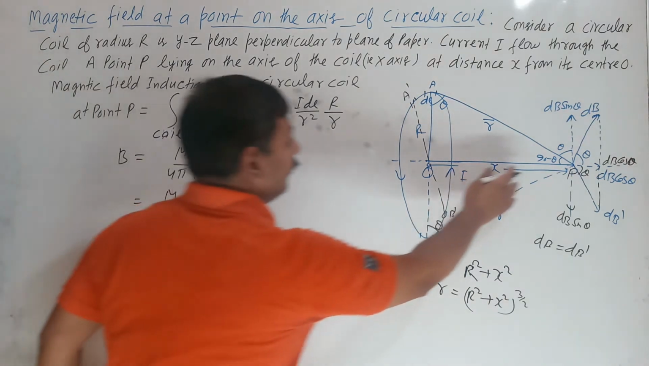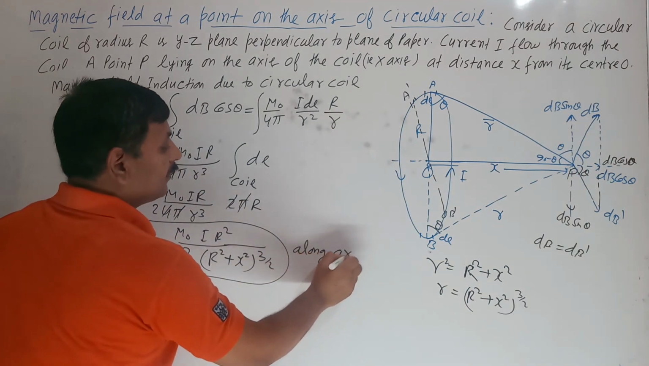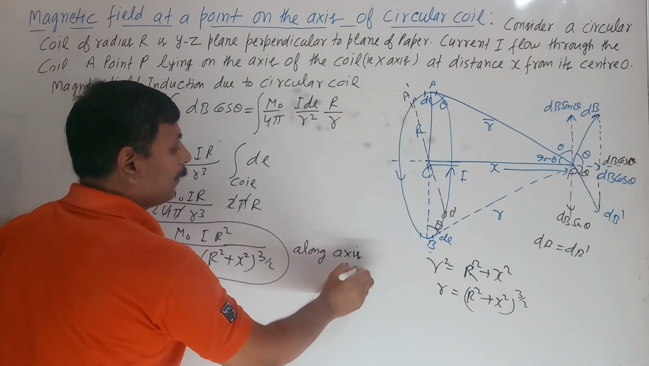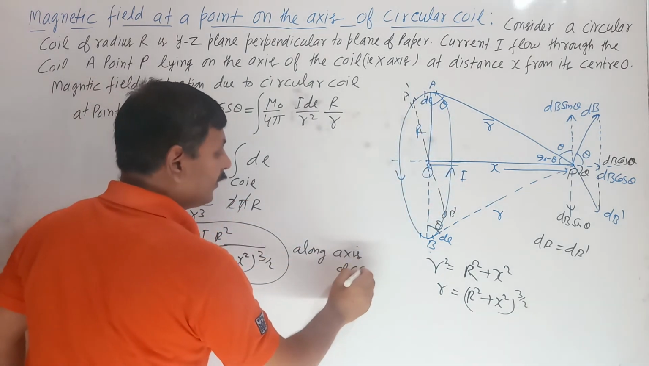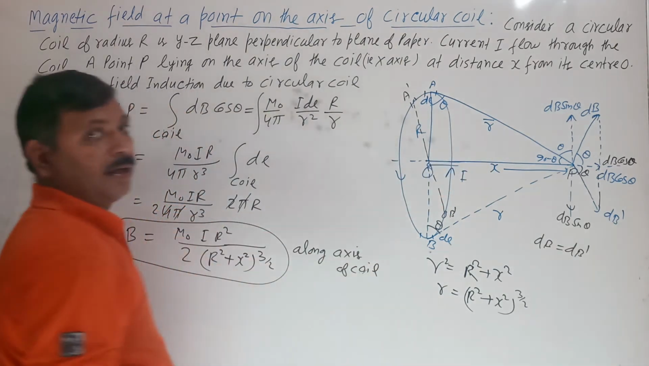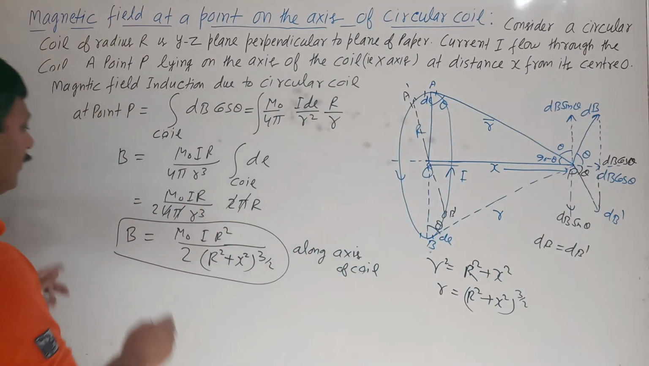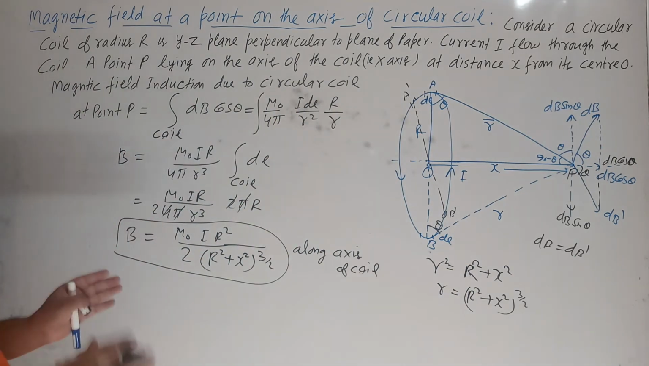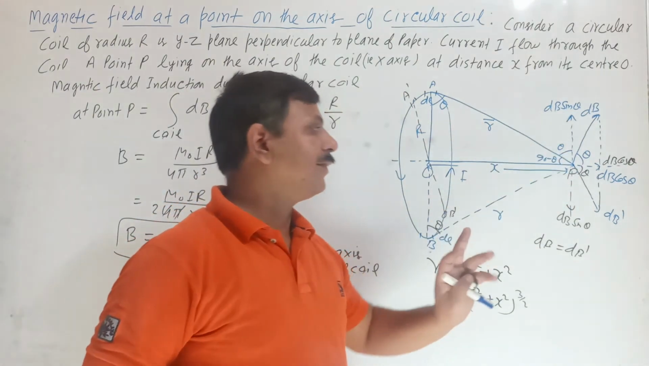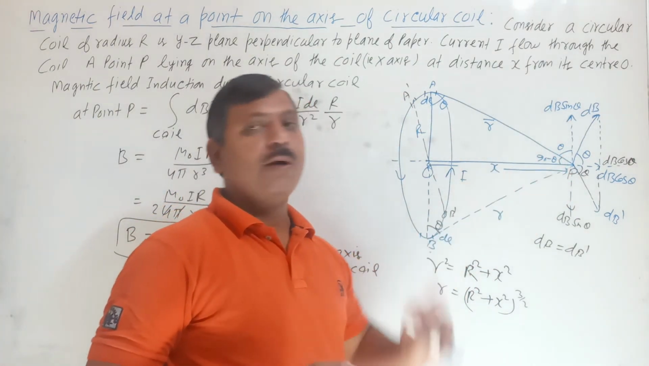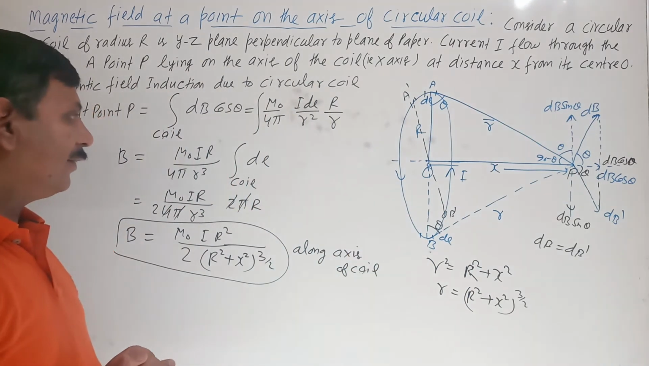And the direction will be along the axis of the coil. If we take anti-clockwise here, it will be outward. If you reverse the direction, the direction will be inward. So this will be the magnetic field induction due to a circular coil on the axis, at any point at distance x.